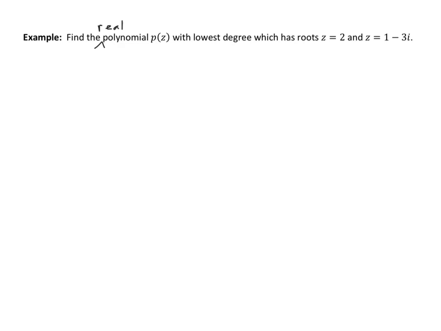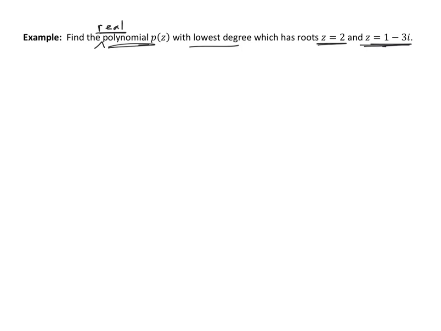Remember that a real polynomial is a polynomial with real roots. I'm sorry, not with real roots, but with real coefficients. You're looking for the one that has lowest degree, which has the roots of z equals 2 and z equals 1 minus 3i. So pause the video, try this one on your own.